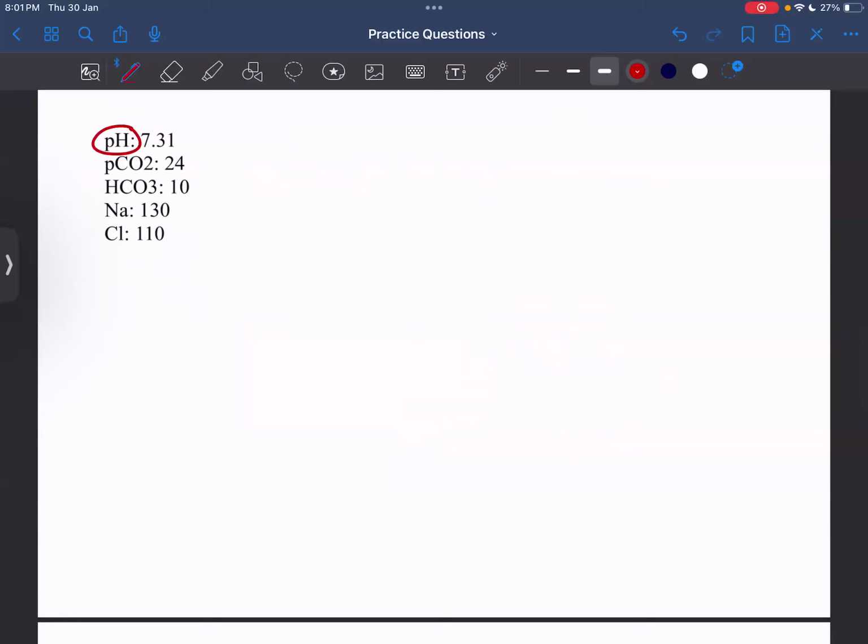Okay, so first step, look at the pH. What is our pH here? Acidosis, okay? Next step, figure out what is causing the acidosis. Is it the PCO2? Is it the bicarb? The PCO2 in this case is decreased. The bicarb is also decreased. So a decreased PCO2 is not going to cause acidosis, but a decreased bicarb can cause acidosis, which is why this is metabolic acidosis.